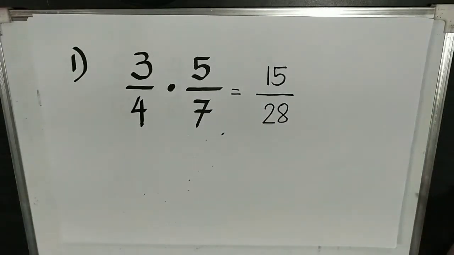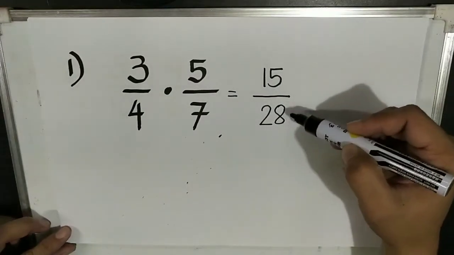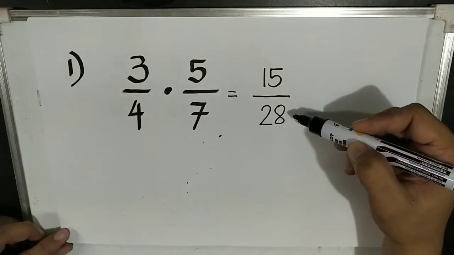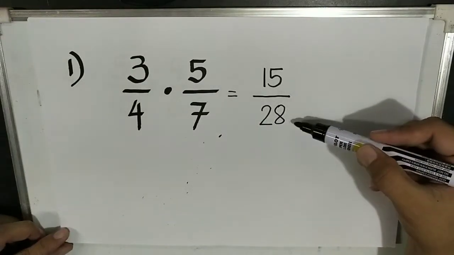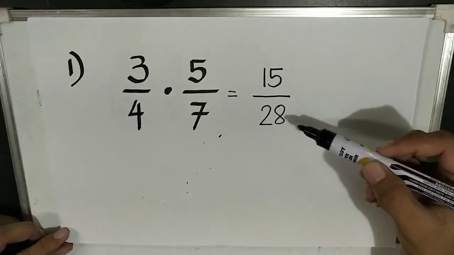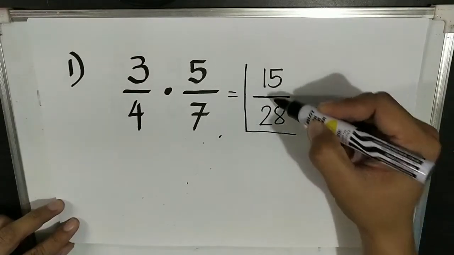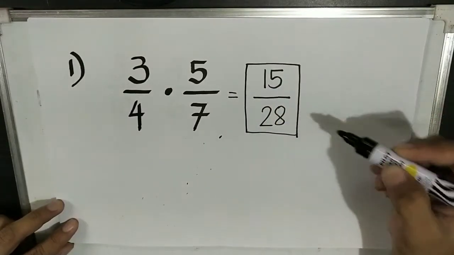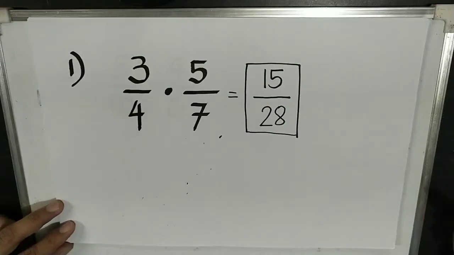Now, let's observe the product if these two numbers have common factor. 15 and 28 have no common factor, so this is already the answer. So the product of 3/4 and 5/7 is equal to 15/28.